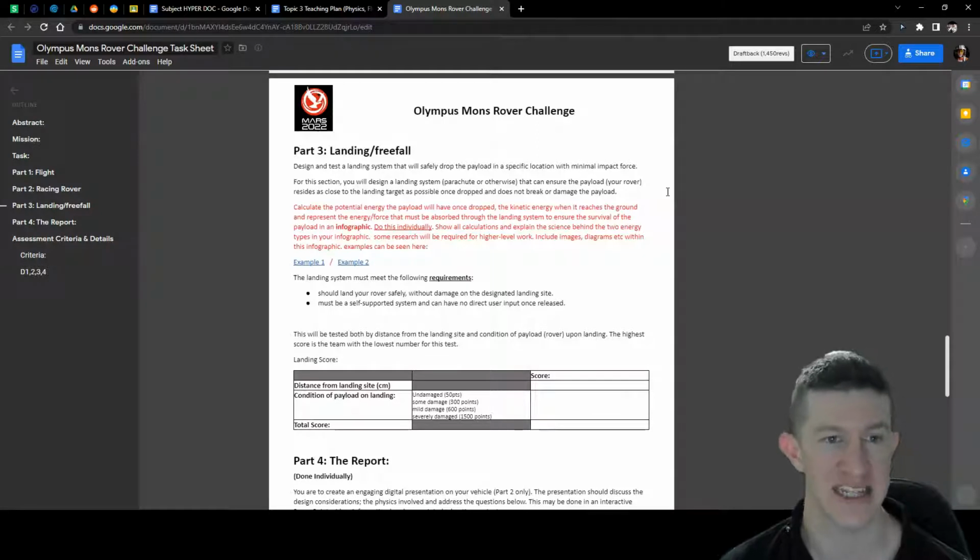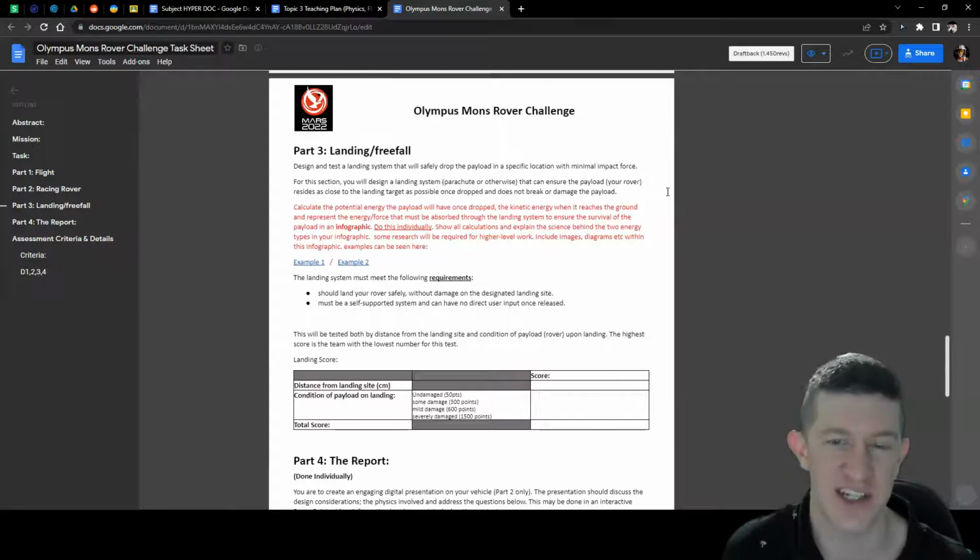So this component is individual. Your landing system you'll design in your team, but this section in red, which is the assessed component, will be done individually. So you're creating an infographic.